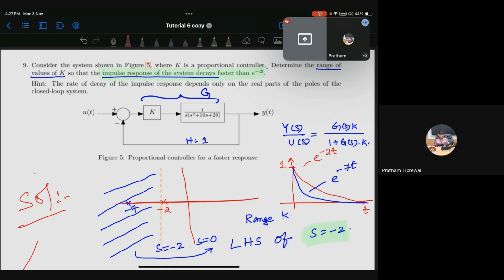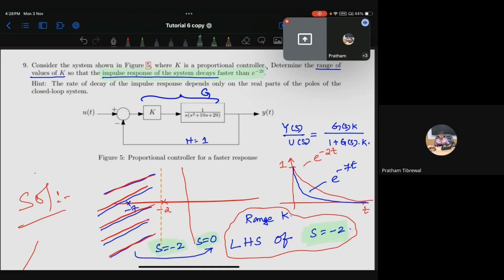This is our question: to find the range of k, where if we substitute any value from that range in the system, that will give us the pole locations here. Is this clear? We want the left side of the line s equal to minus 2. In all previous problems, what we tried was the left side of s equal to 0. Now we are looking for the left side of s equal to minus 2. Is this clear?